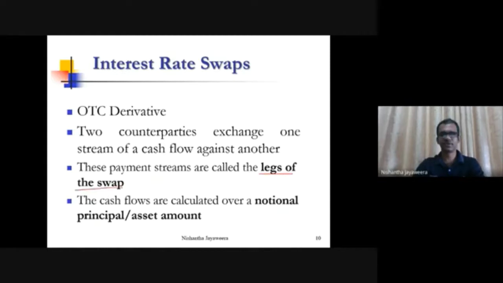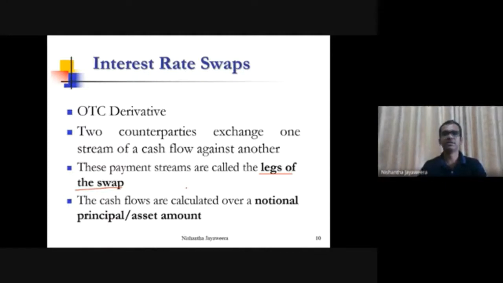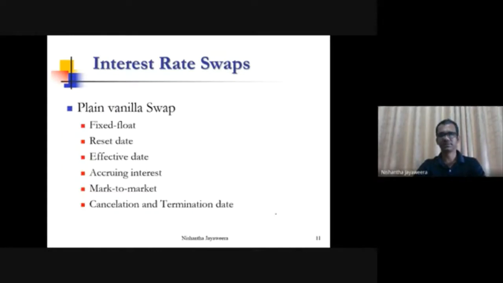So payment dates we call legs. Again, there can be a series of cash flows, very similar to a cross currency swap. There's no difference. All these are valid. The only thing is it involves a single currency. The notional amount concept is there. So the first version we call a plain vanilla swap, where we have the fixed-float combination. One party agrees to pay a fixed rate, the other party agrees to pay a floating rate.